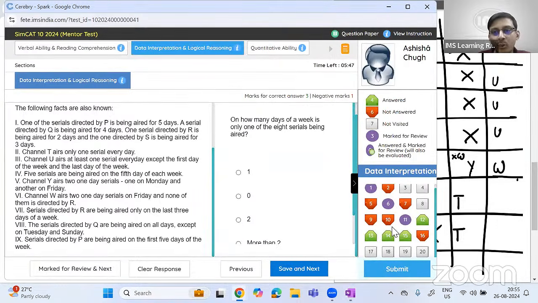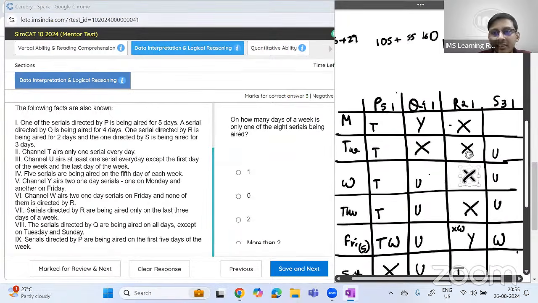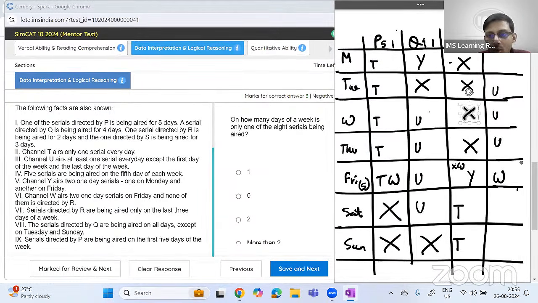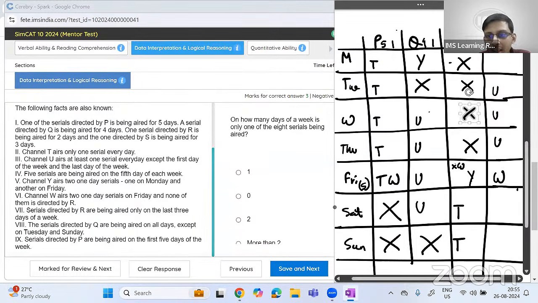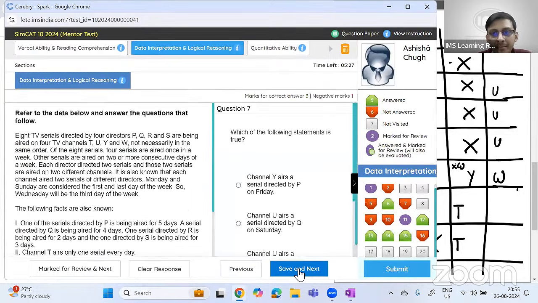So let's answer the questions. On how many days of a week is only one of the 8 serials being aired? Only one of the 8 serials. Where do we have only one? We have it on Sunday. And where else? We have it on Monday also. Monday and Sunday. So I think 2 days should be correct.